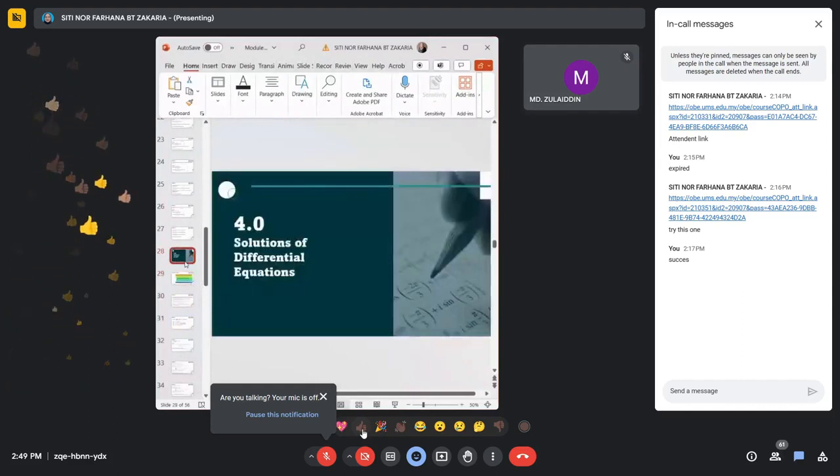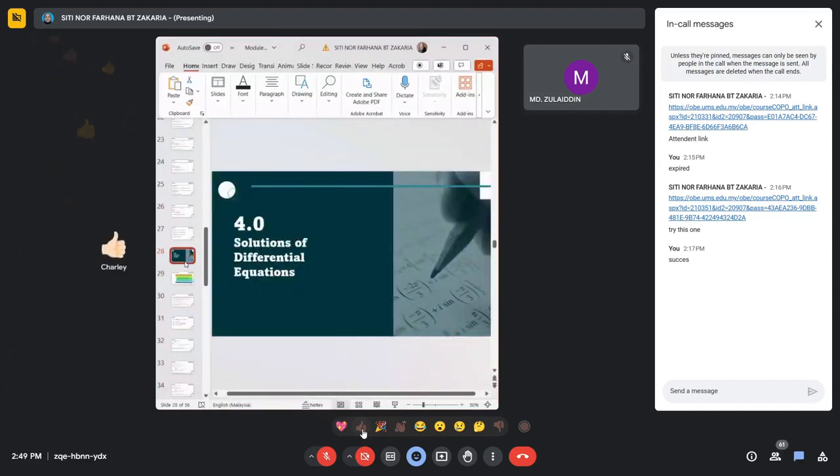So if there are no questions, we move to solutions of differential equation. Just now we created the dE. Now we want to find the solution of dE. Oh, I should have made example 1.4 your homework. Okay, never mind, I explained it just now. Let's see the definition and statement.